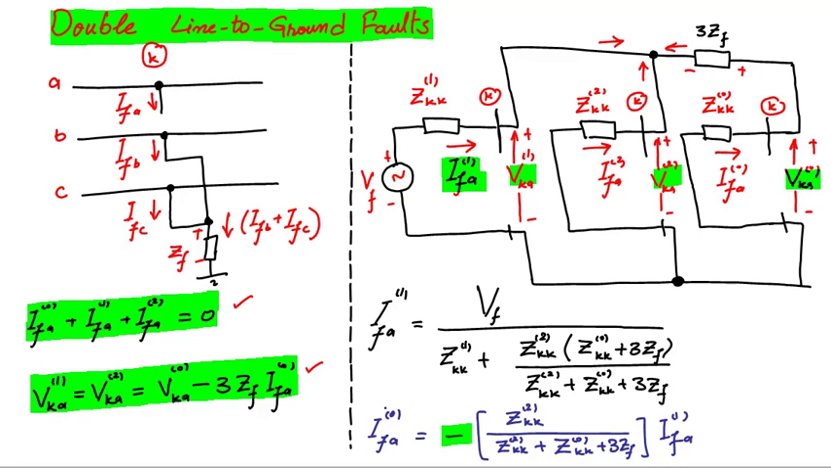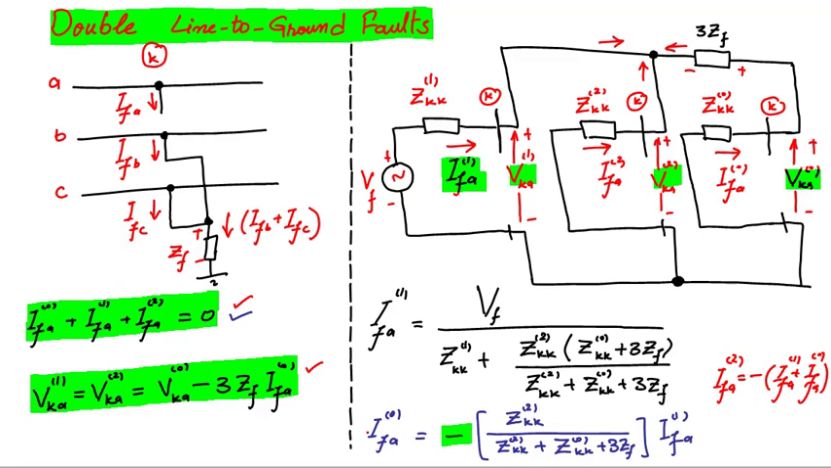Once we have the value of IFA zero sequence that we have calculated from IFA positive sequence, IFA negative sequence can be calculated by using this equation. Sum of three currents will be equal to 0. So IFA negative sequence will be minus IFA positive plus IFA zero sequence. Let me write that formula over here. IFA negative sequence is equal to minus IFA positive plus IFA zero sequence.